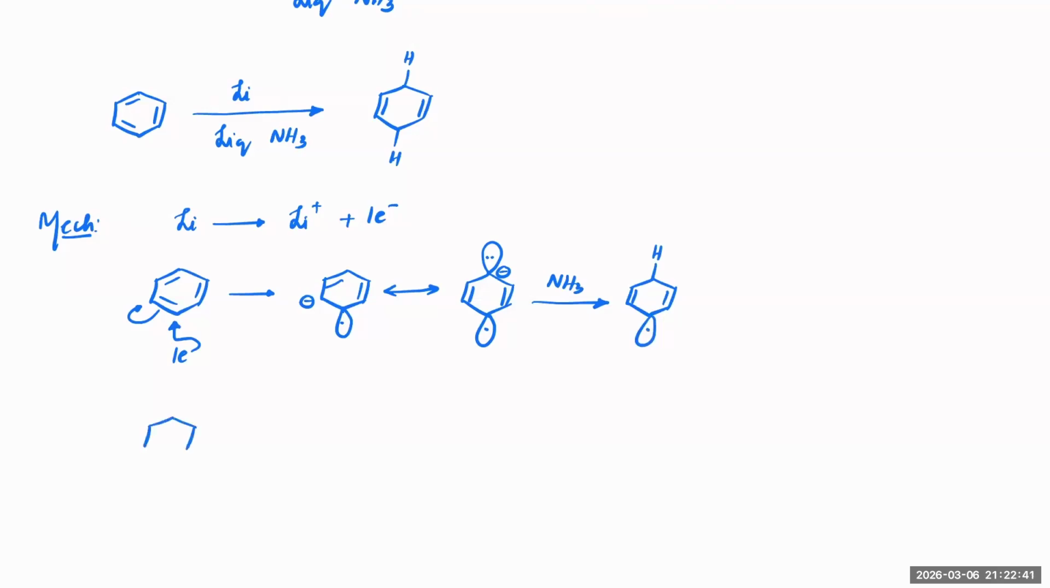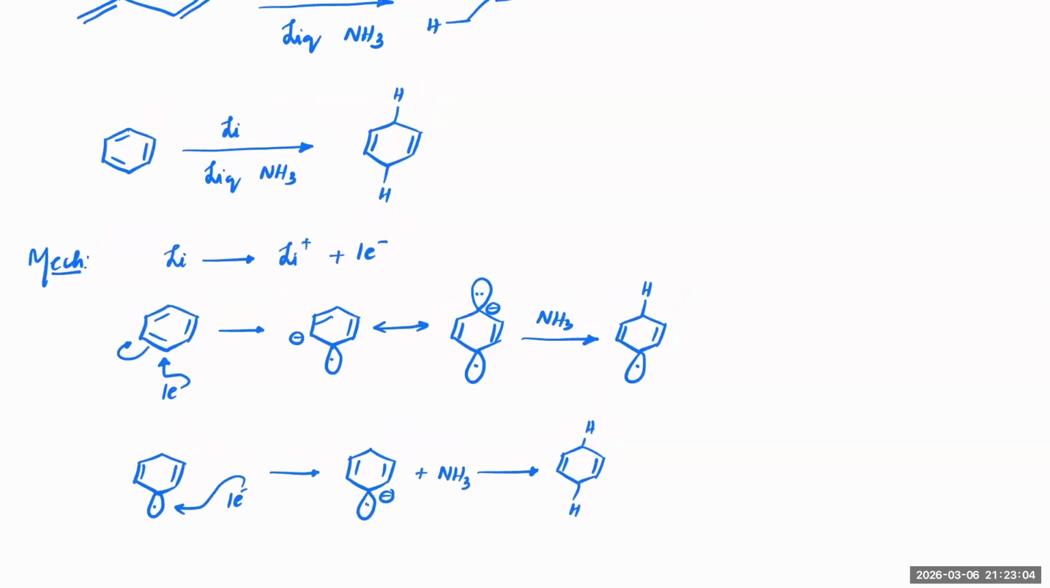Now this single electron, which is in a radical form, will take one more electron to convert into a pair of electrons. With that pair of electrons, plus NH3, it will be converted into H and H here with the double bonds. That's the mechanism. Now this is for benzene.